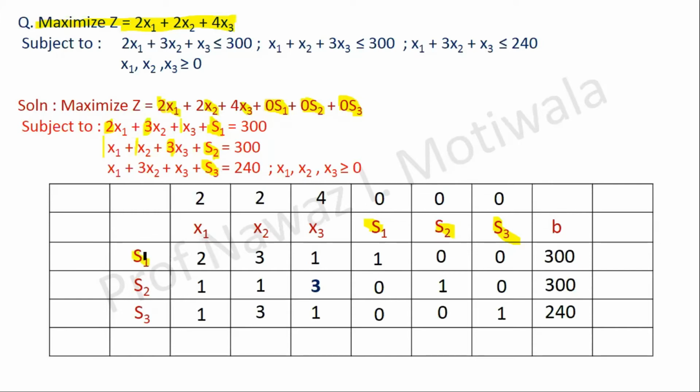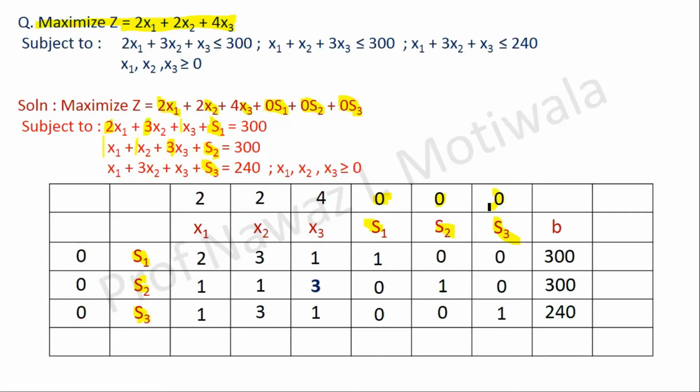Now, as we got our basic variables, what will we write? The coefficient of these basic variables in the objective function. What was in the objective function? 0, 0, and 0. So all these three 0s will come here also: 0, 0, 0.